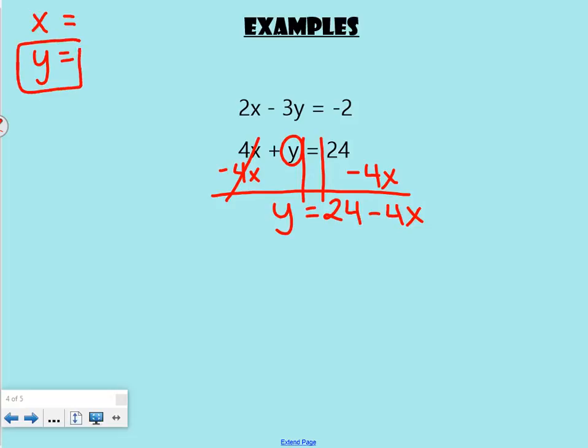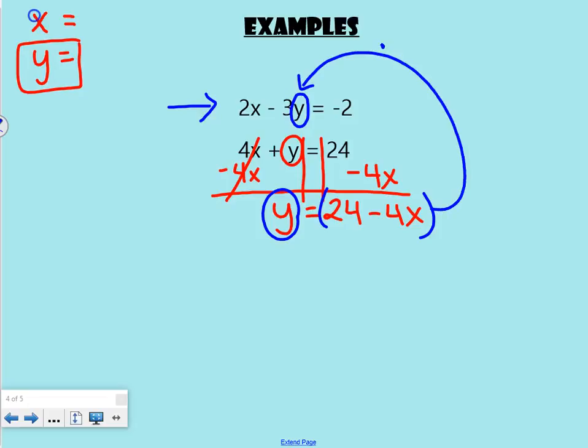Now we have a nice y equals equation that allows us to make a nice substitution, because now whenever I see y, I can put 24 minus 4x. So we go up to our first equation, 2x minus 3y equals -2. That means we're going to substitute or replace the y with 24 minus 4x. So over here, I'm going to make that substitution. 2x minus 3, but y is leaving the playing field. 24 minus 4x is coming in, equals -2.